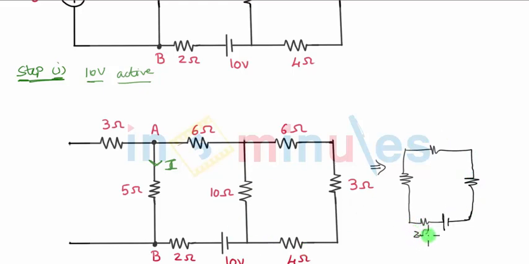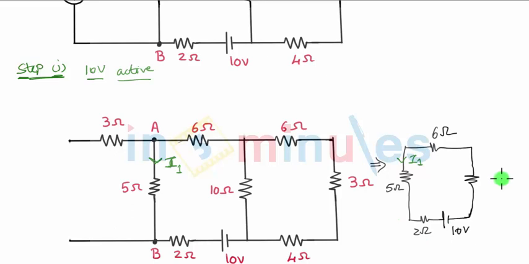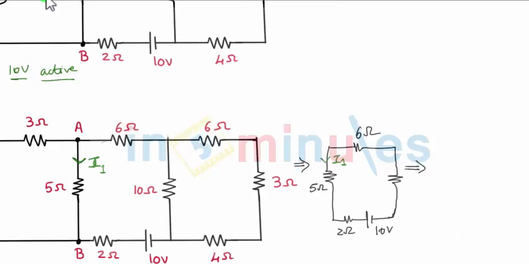This is 2 ohm resistance, this is 10 volts battery, this is 6 ohms, this is my 5 ohm resistance. I want to find the current through 5 ohm resistance. I'll call it I1 because right now I've considered only one source active. So you can see I can easily find I1 using simple Ohm's law. Because all the 4 resistors are in series, I can further combine these resistances, replace them using single resistance. So let's do that. Before that, let's calculate the value of this particular resistance.